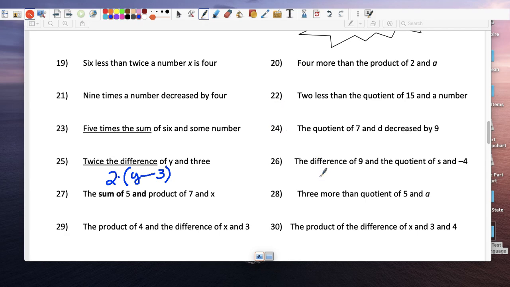26, the difference, again, is subtraction. The difference of who? Of 9. So here's 9. And the quotient is division of s, negative 4.